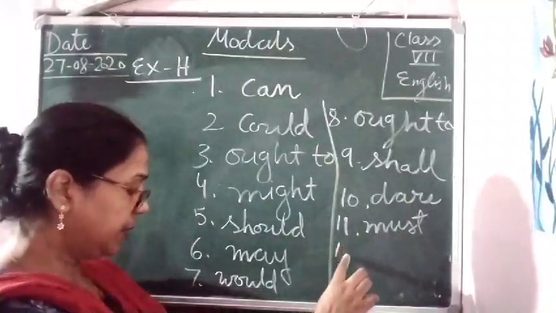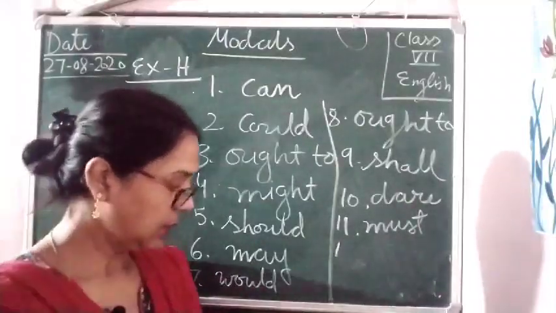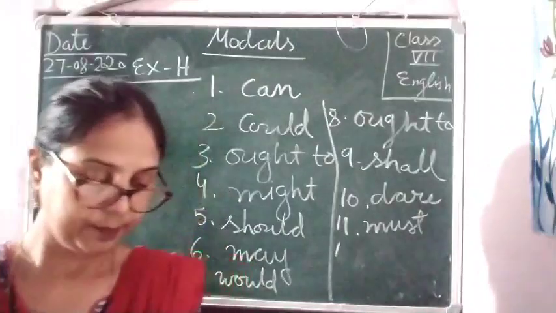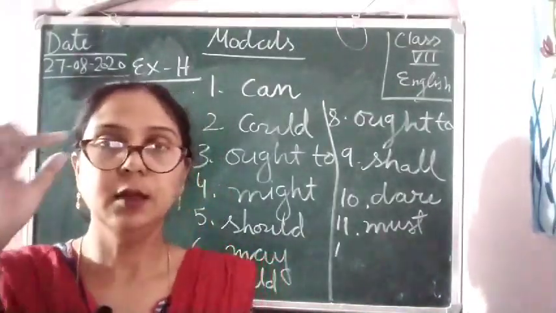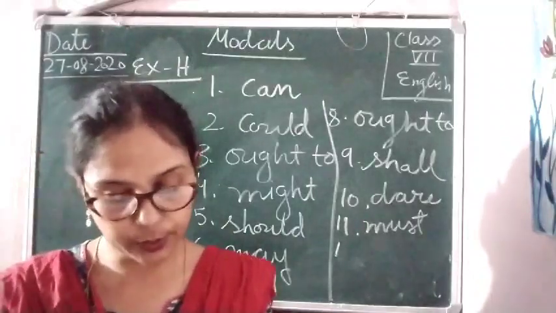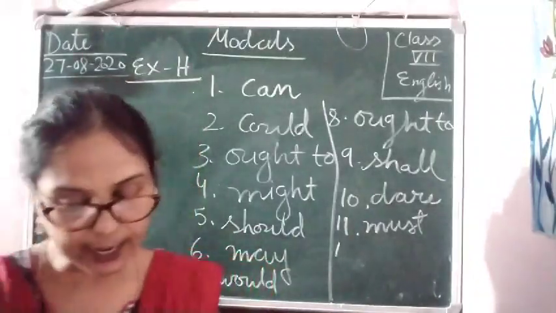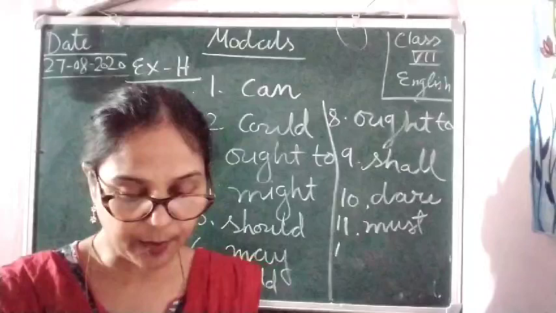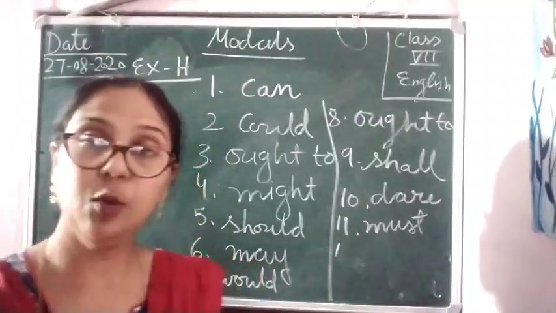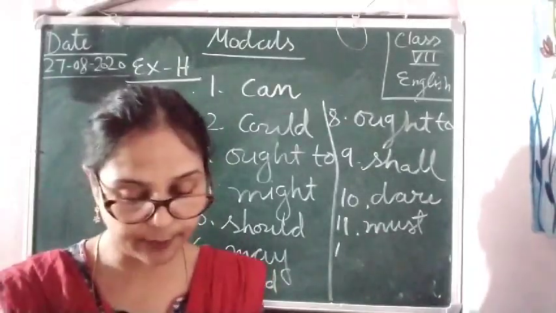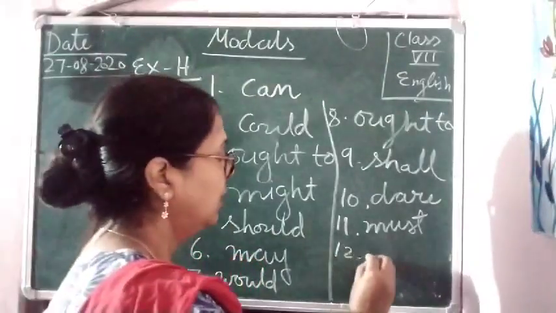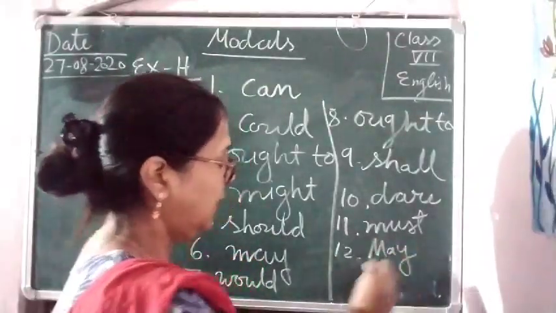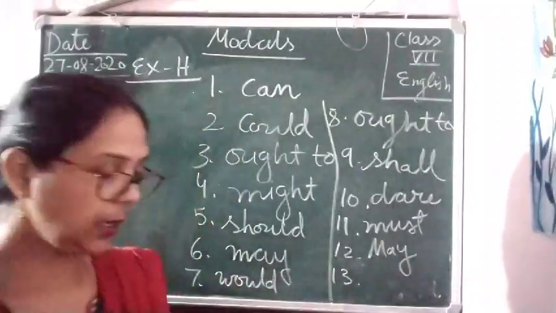And in number 12, we are going to write: dash you live happily ever after. So may you live. The modals given here are may and might. So we are going to write may.